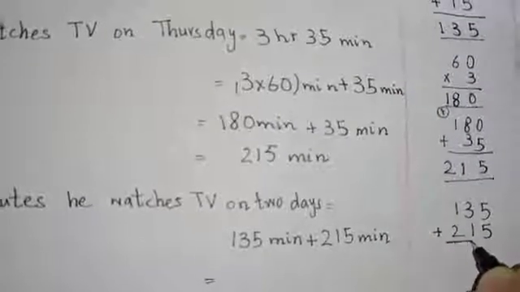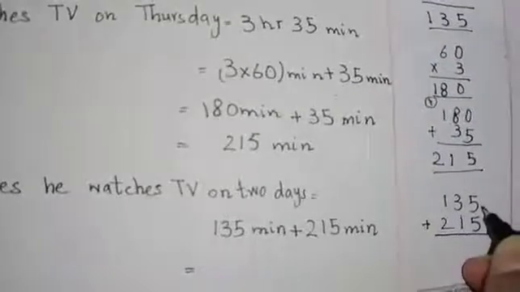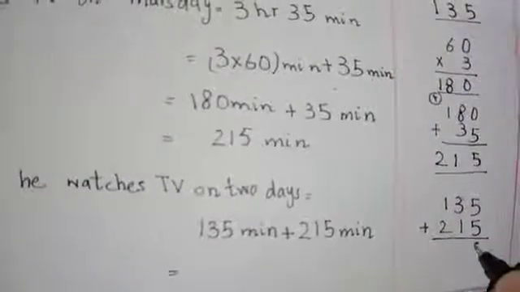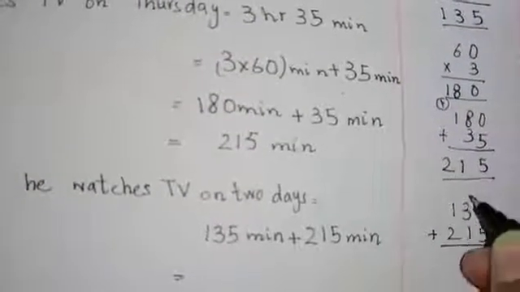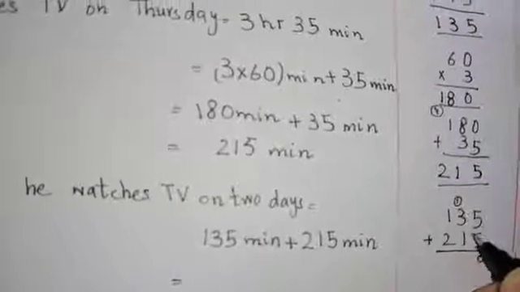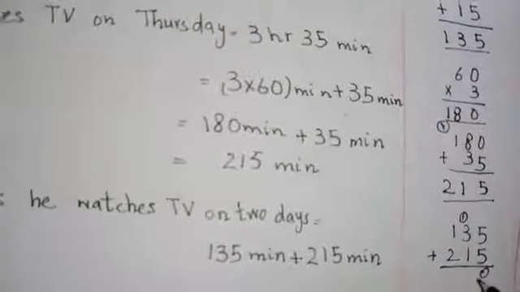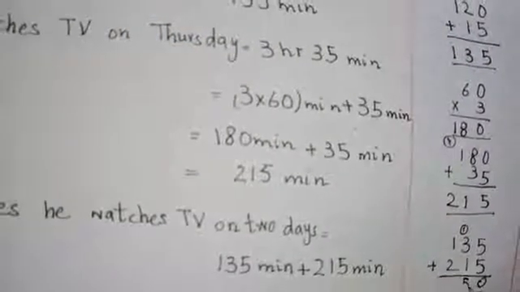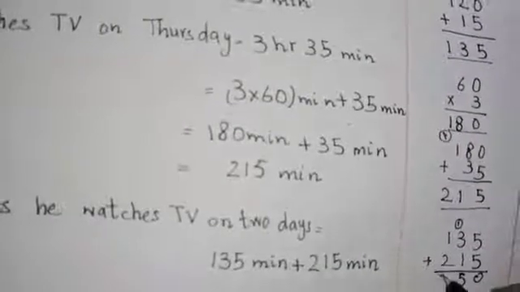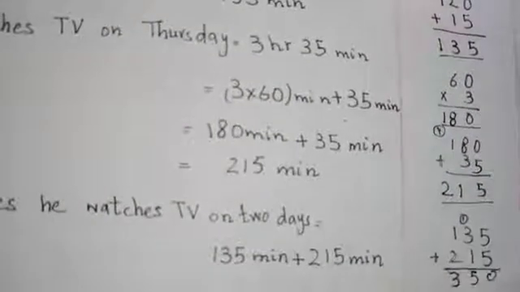Altogether means we do addition. We will add these two. 5 plus 5, it's 10. So we write 0 here and 1 will be carried over here. 1 plus 3 is 4. 4 plus 1 is 5. So we write 5 here and 2 plus 1 it's 3. So the answer is 350 minutes.